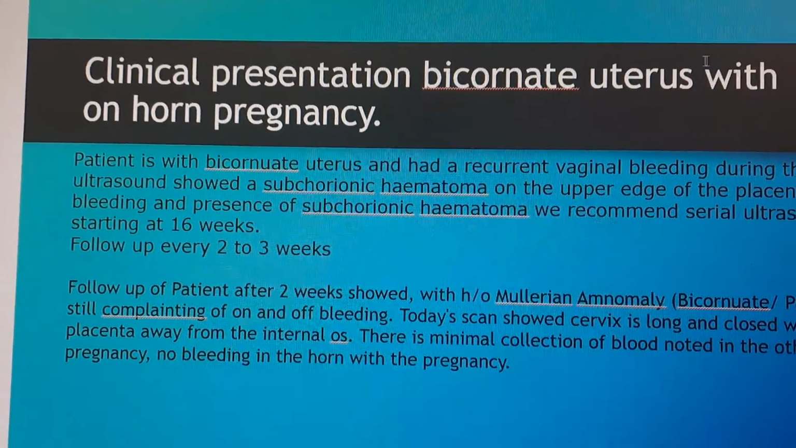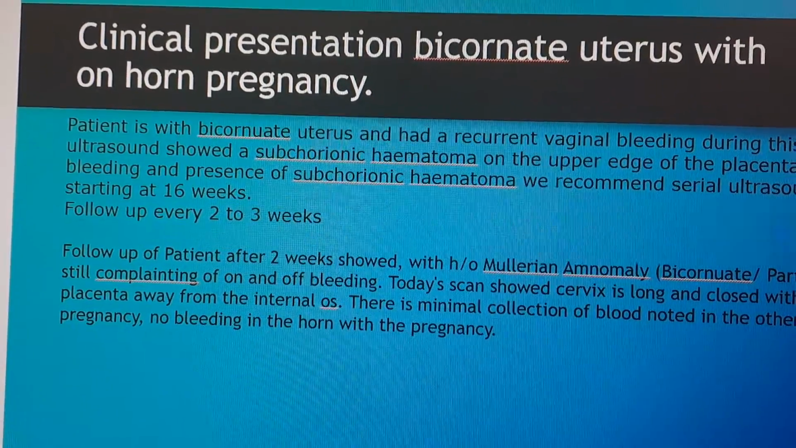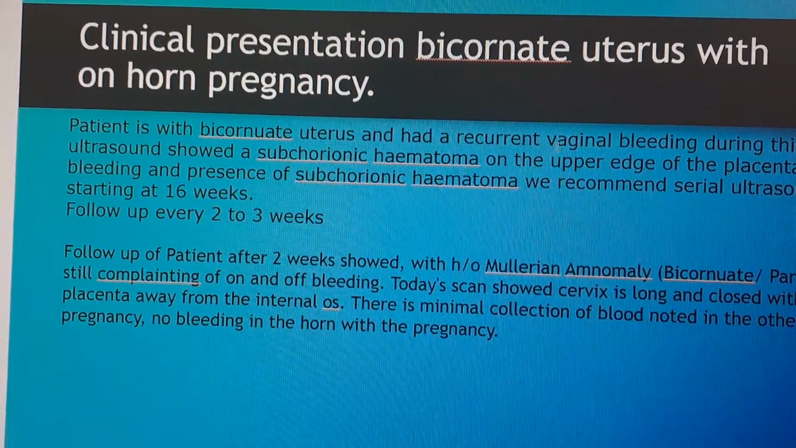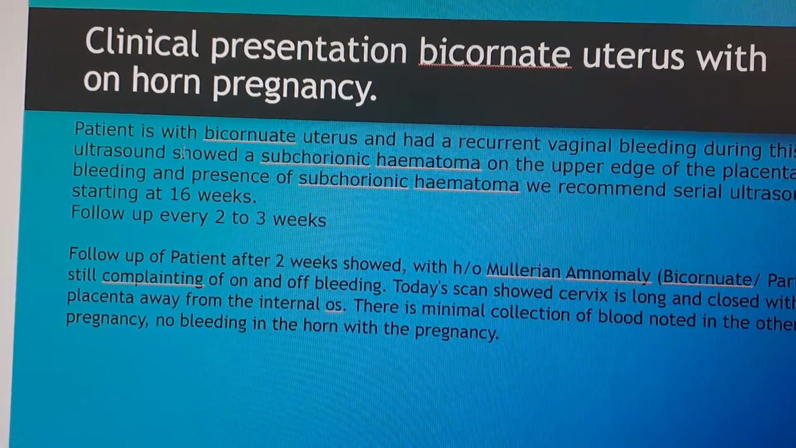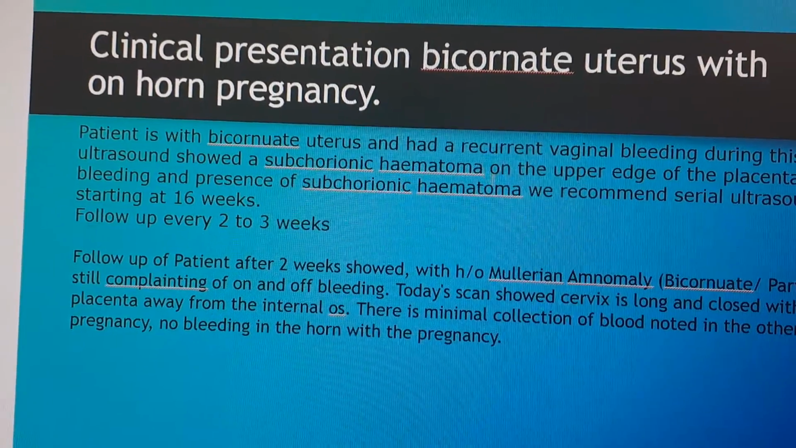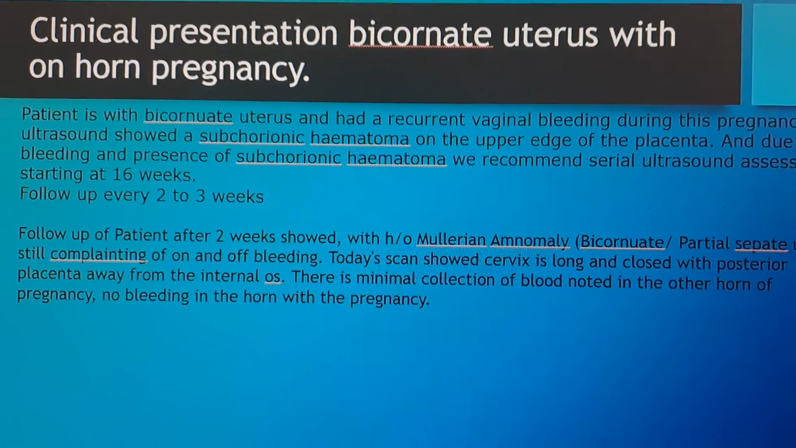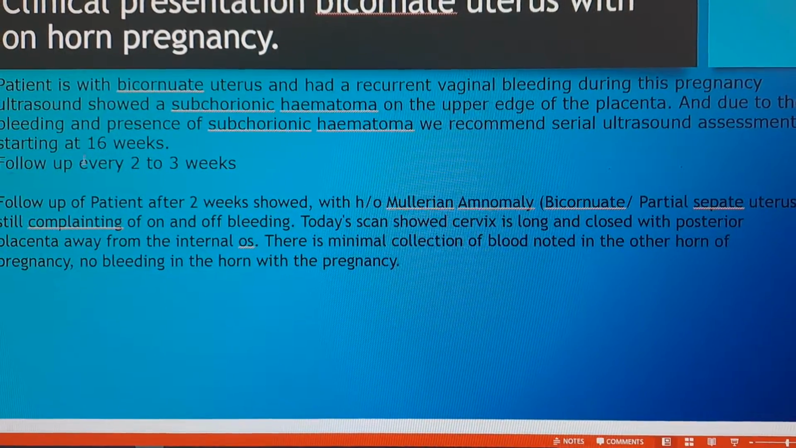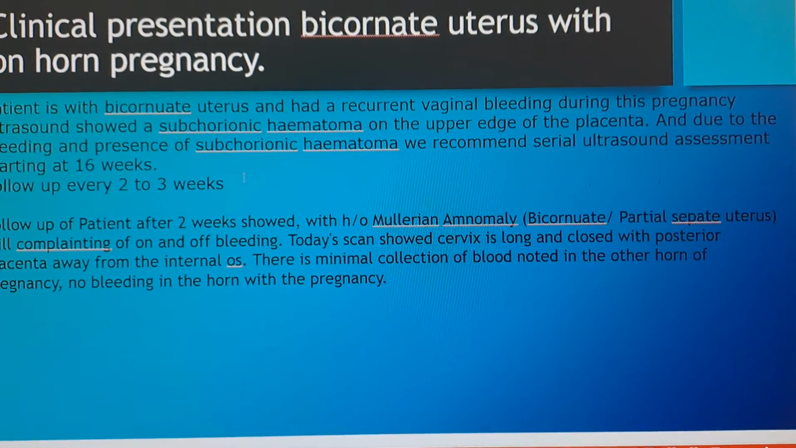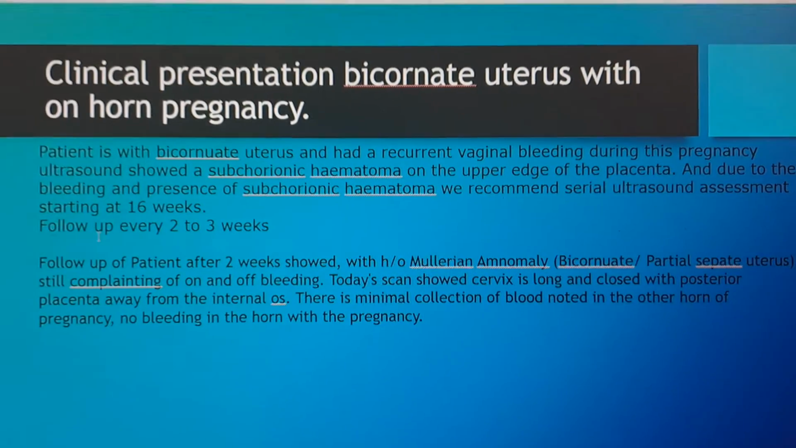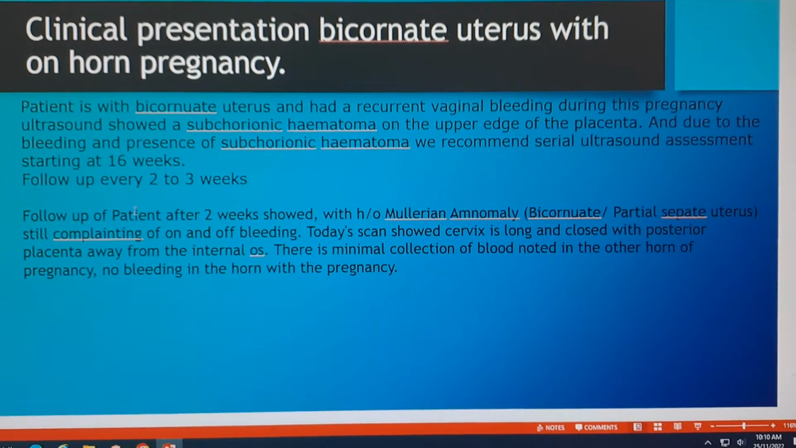The clinical presentation of a bicornuate uterus with a horn pregnancy: the patient with a bicornuate uterus had recurrent vaginal bleeding during the pregnancy, and sometimes a subchorionic hematoma forms on the edge of the placenta. Due to the bleeding, the subchorionic hematoma is present around 16 weeks. So we have to follow up every 2 to 3 weeks if the bicornuate uterus has a pregnancy.